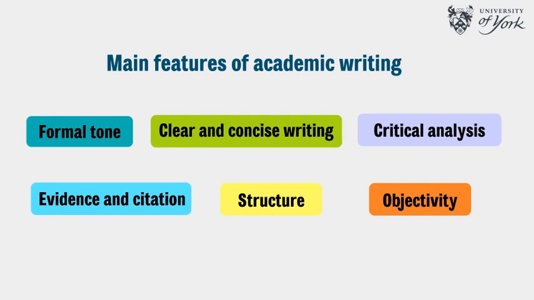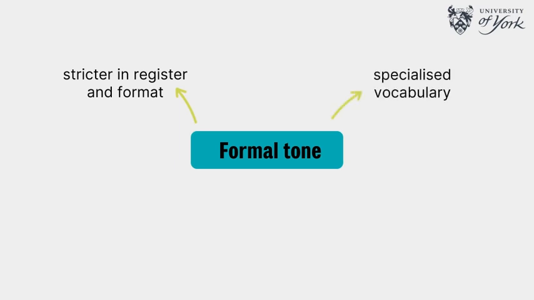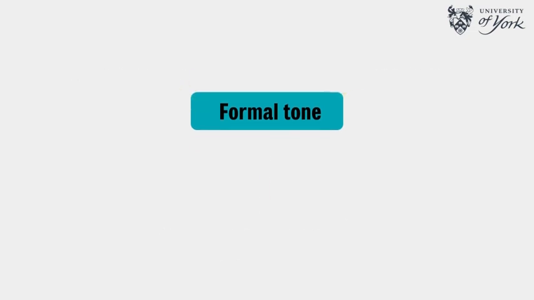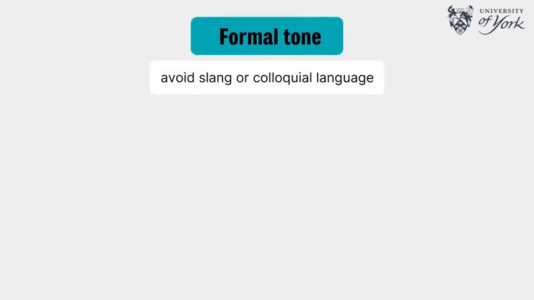The first feature of academic writing is that it has a formal tone, which is stricter in register and format than more informal pieces of writing, such as blog posts. Academic writing also frequently uses specialized vocabulary specific to the field of study. When writing a piece of academic work, you will want to ensure that your ideas are understandable, clear, and concise. Finally, you must avoid using slang or colloquial language. What we mean by this is words or phrases more frequently used in speech rather than writing.